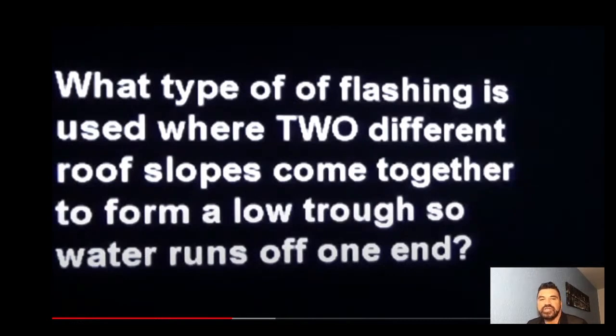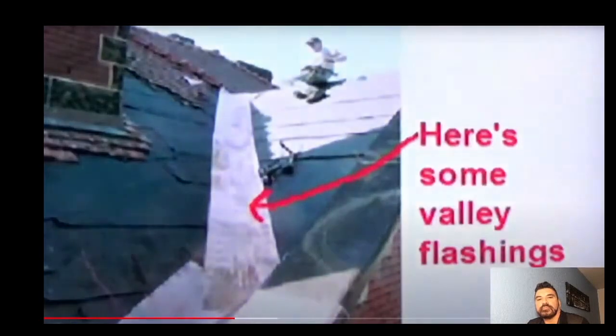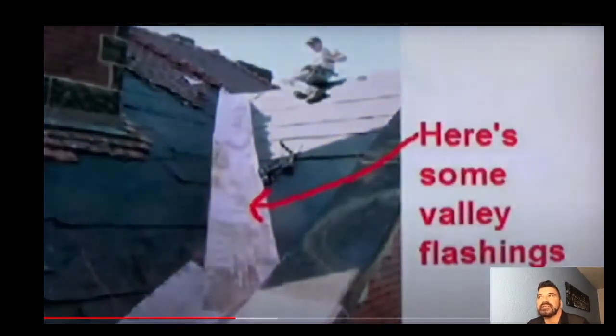What type of flashing is used where two different roof slopes come together to form a low trough so water runs off one end? What kind of flashing is optimal here? Valley flashing is indeed the correct answer. That's what it looks like.